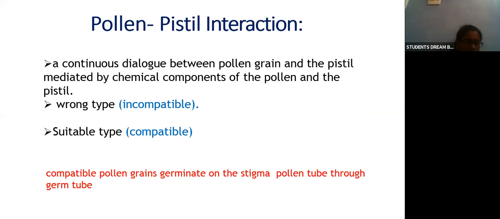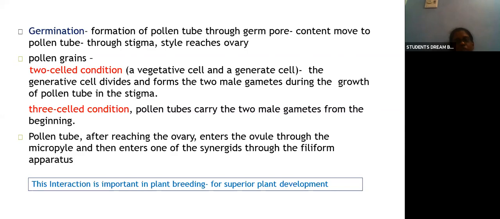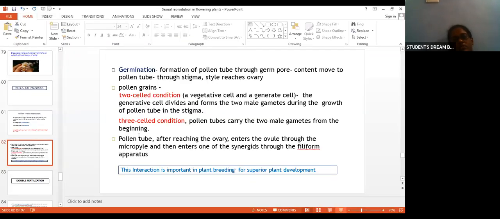Clear? Okay. So with this, we have completed the pre-fertilization stage in the sexual reproduction of flowering plants. Any doubts still here?